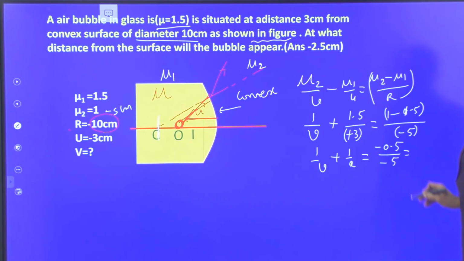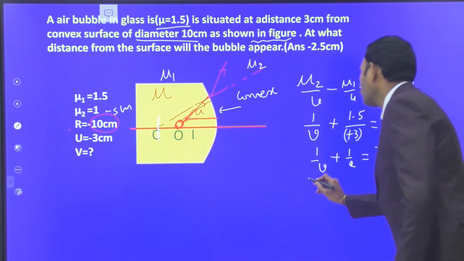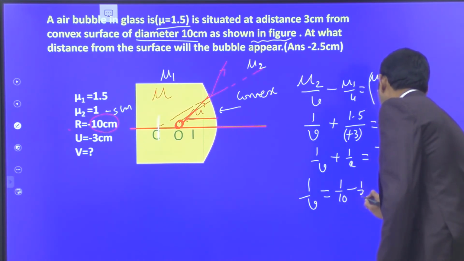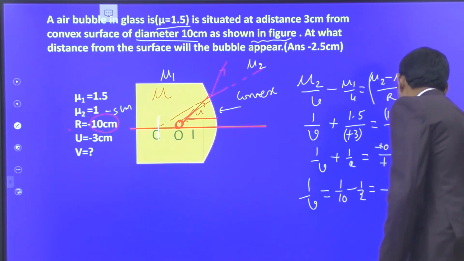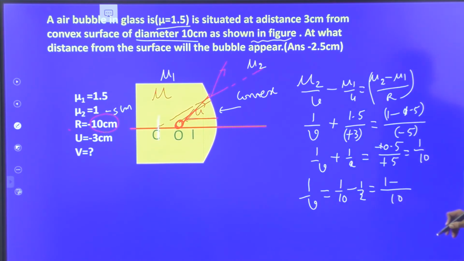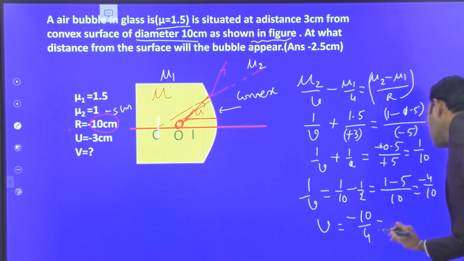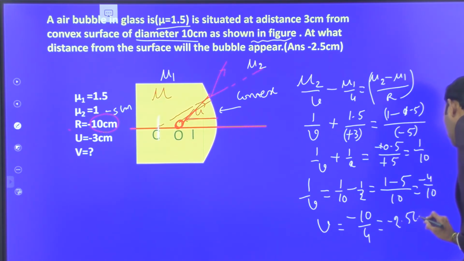So minus 0.5 divided by minus 5, the minus signs also get cancelled here. So it becomes plus. 0.5 by 5 means 5 by 50, that is 1 by 10. Therefore 1 by V is equal to 1 by 10 minus 1 by 2. So with LCM 10, 1 minus 5 gives the value equal to minus 4 by 10. Therefore V is equal to minus 10 divided by 4, which is equal to minus 2.5 centimeters.